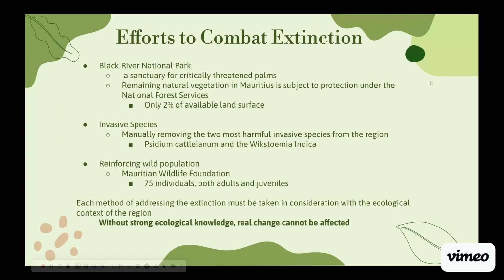While the situation is dire, there are efforts to combat extinction through sanctuaries for these critically endangered palms. The Black River National Park is pushing to place the remaining natural vegetation of Mauritius under National Forest Service's protections. Manually removing invasive species such as Psidium cattleianum and Rhodomyrtus indica would help to return the ecosystem to its natural native state, giving a better environment for the reintroduction of the barbel palm. In the end, the various methods of addressing the extinction must be taken into consideration with the ecological context of the region in order to effect real substantial change.